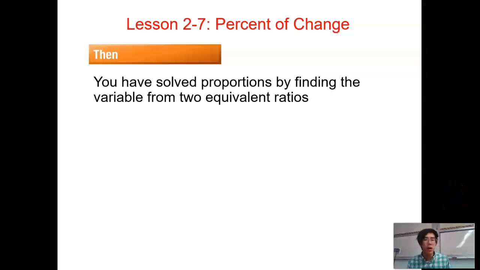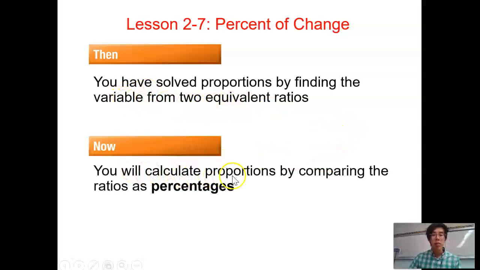Alright, so for this last part of chapter 2 in 2-7, we're going to look at percent of change. I really condensed this lesson so that we get the basic fundamentals of how to relate proportions, what we learned from 2-6, with percentages. In the previous lesson, you solved proportions by finding the variable from two equivalent ratios. Now you will calculate proportions by comparing the ratios as percentages.